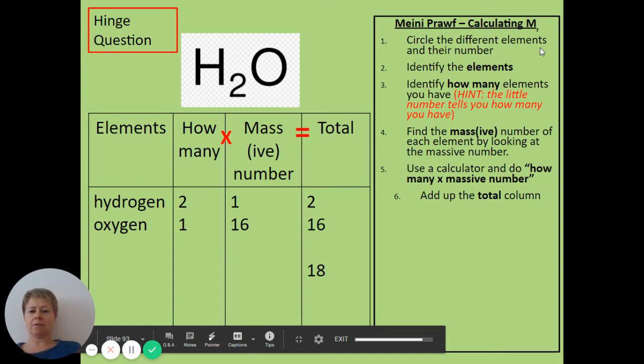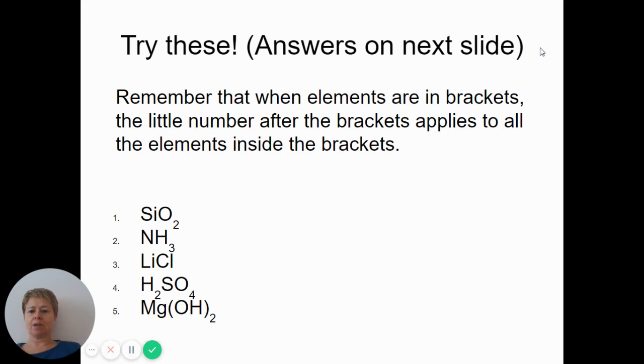Okay, right. You're going to have a go at these now. If you could write the chemical formulas down, and then I'll change the slide again so that you've got the instructions.